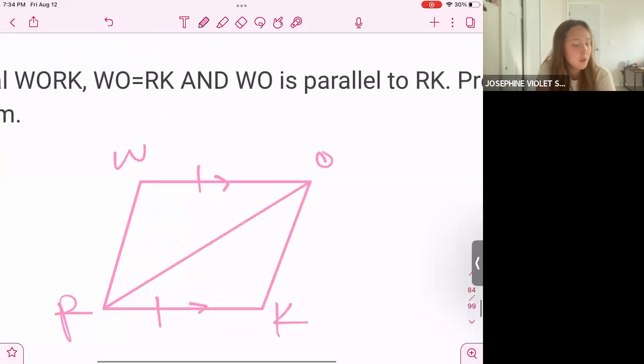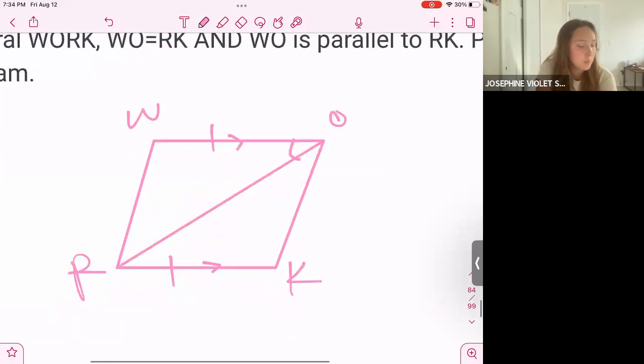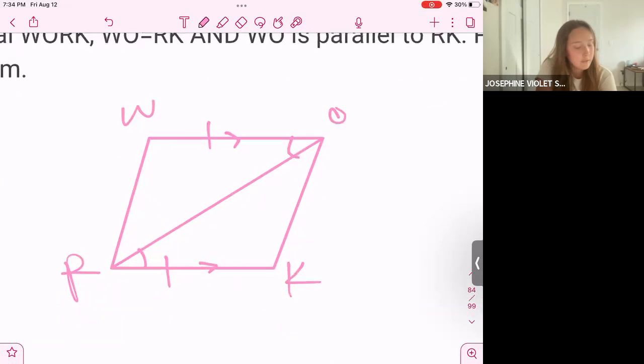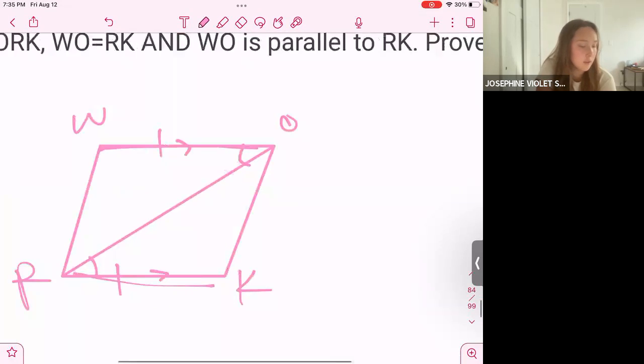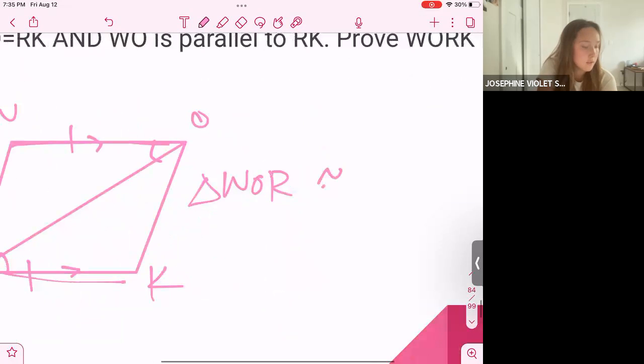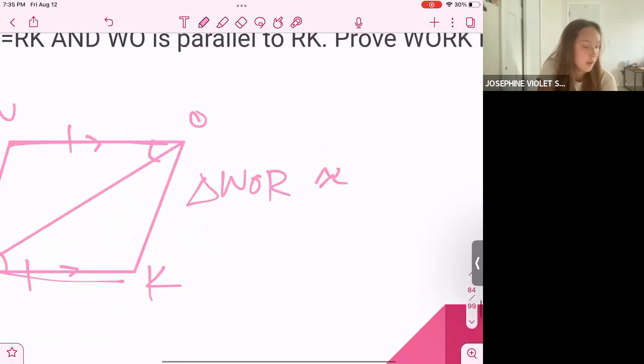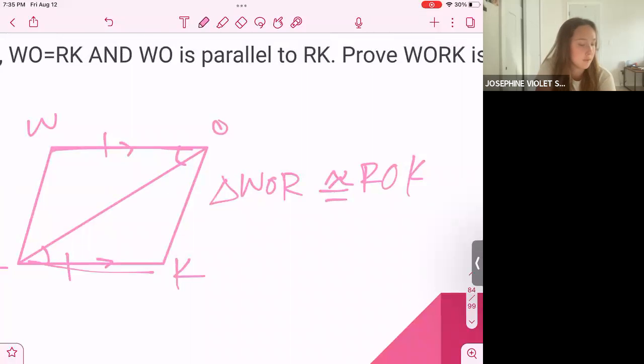And because we know that WO and RK are parallel, we know that this angle would be equal to this angle because they're alternate interior angles. From here, because we know that this side length is equal to this side length and this side is shared, we actually know that these two triangles, WOR and ROK, are congruent. Oops, I wrote the wrong symbol.